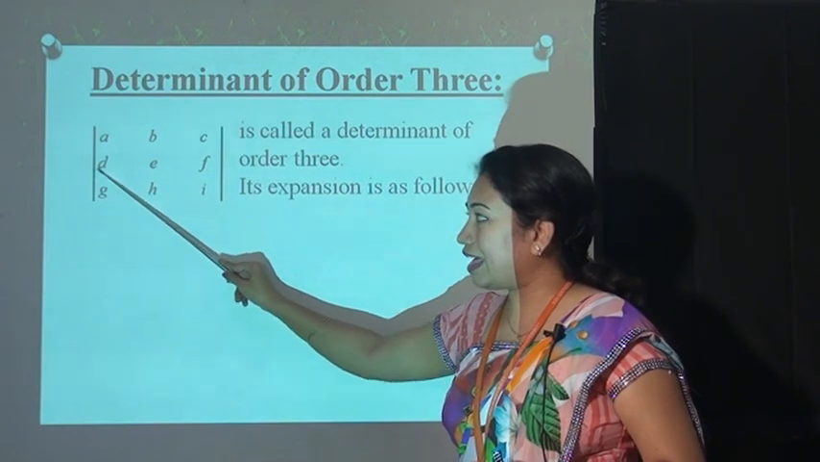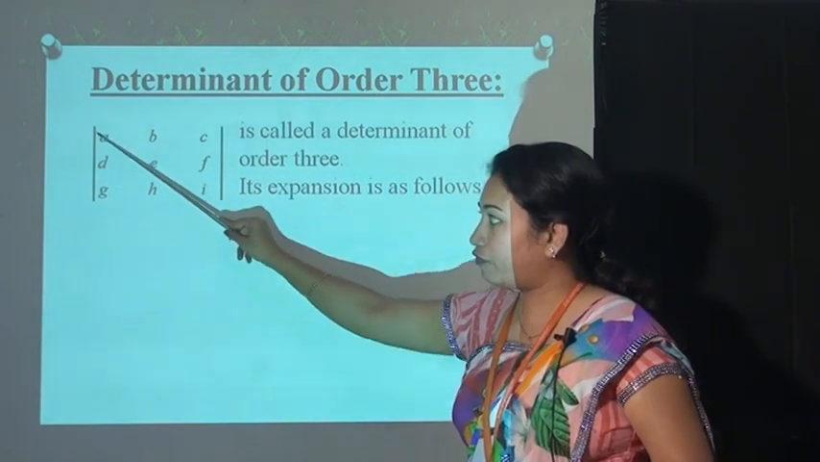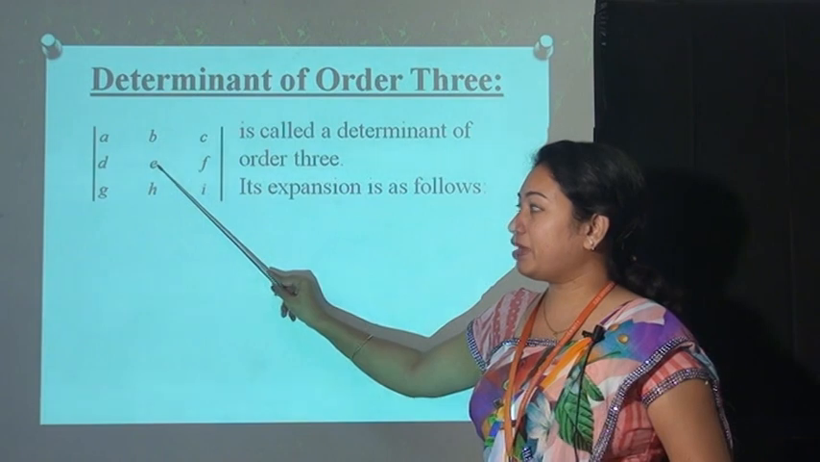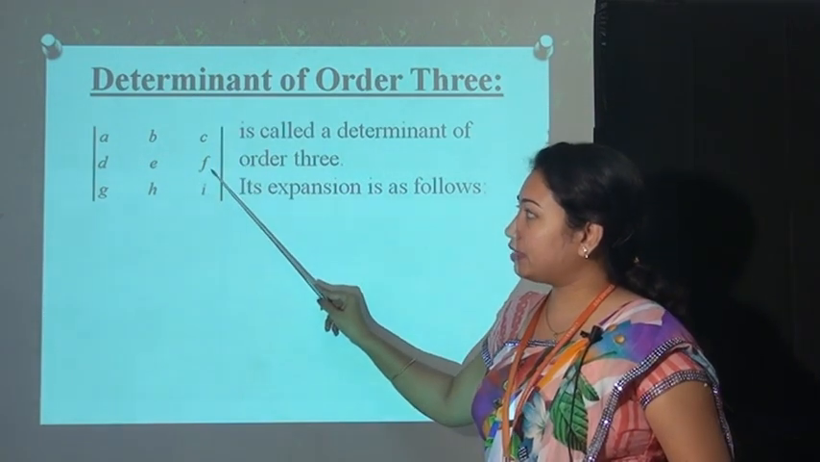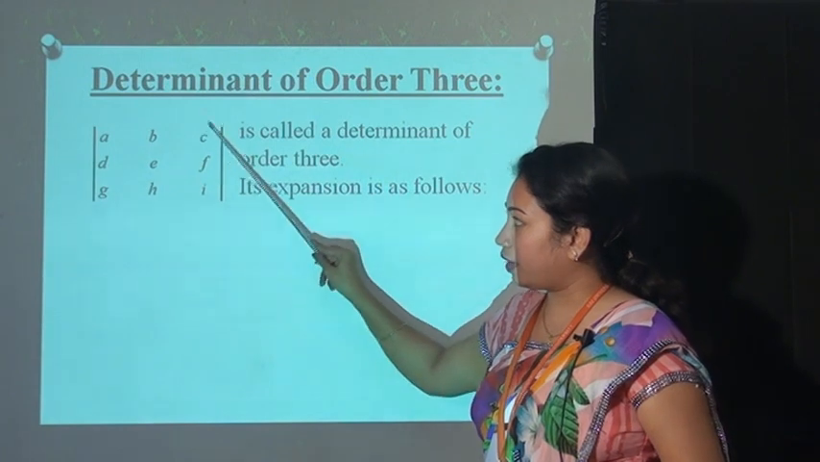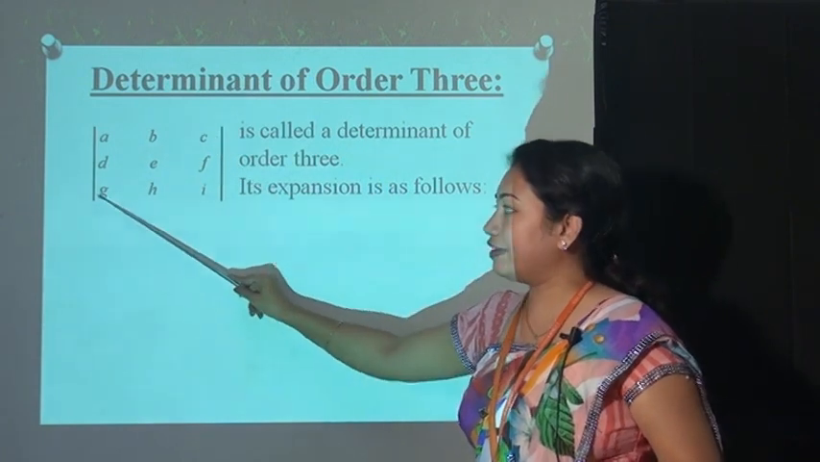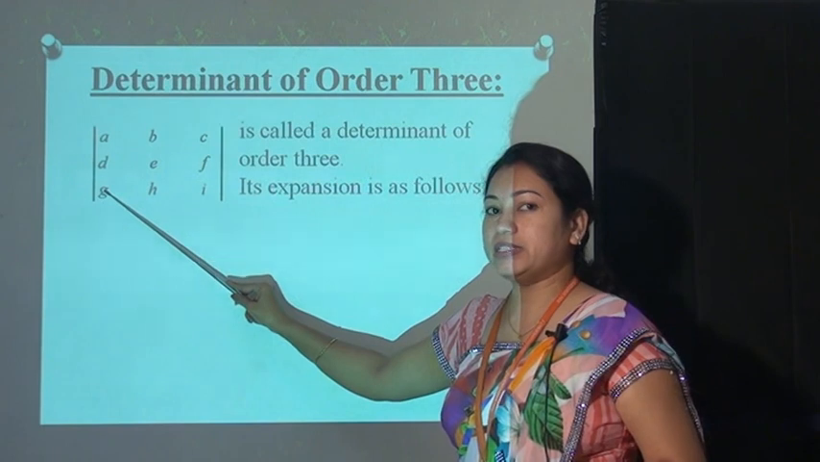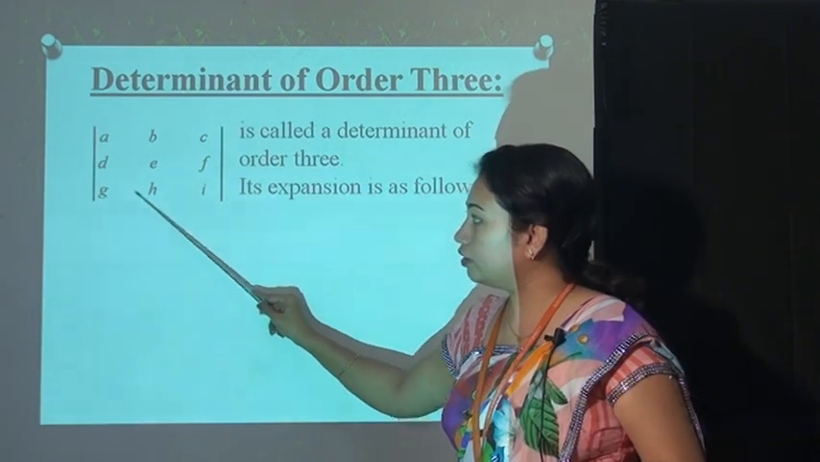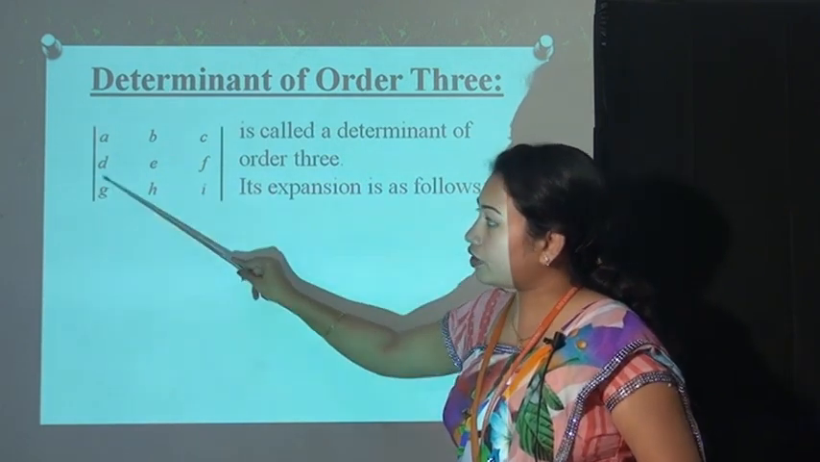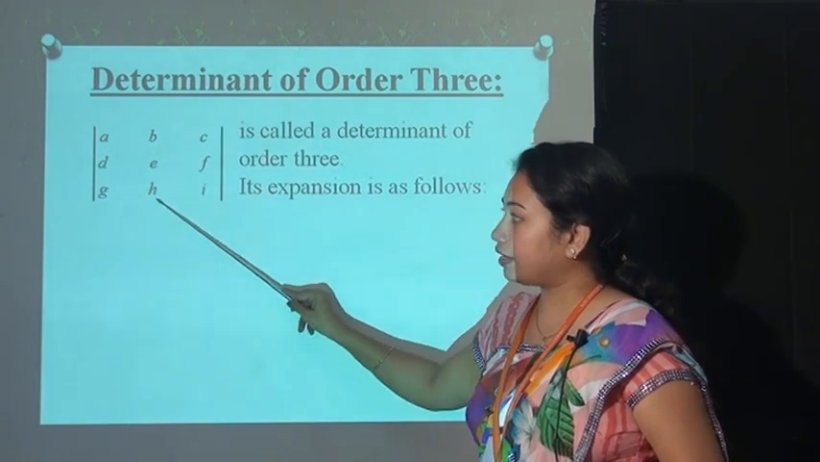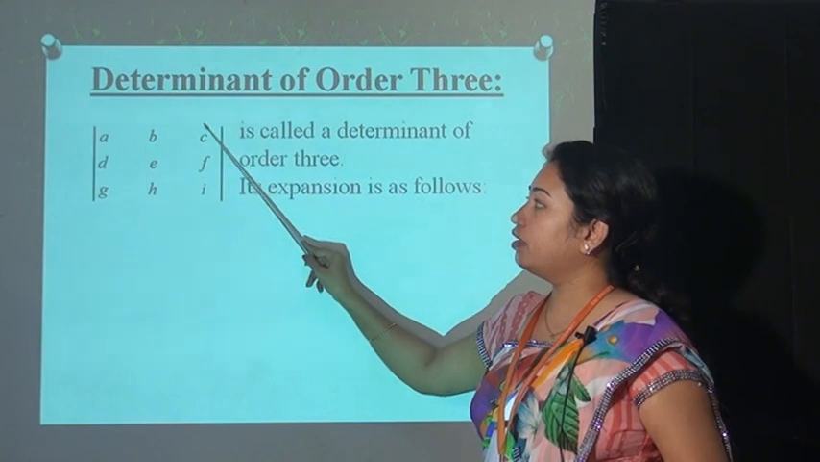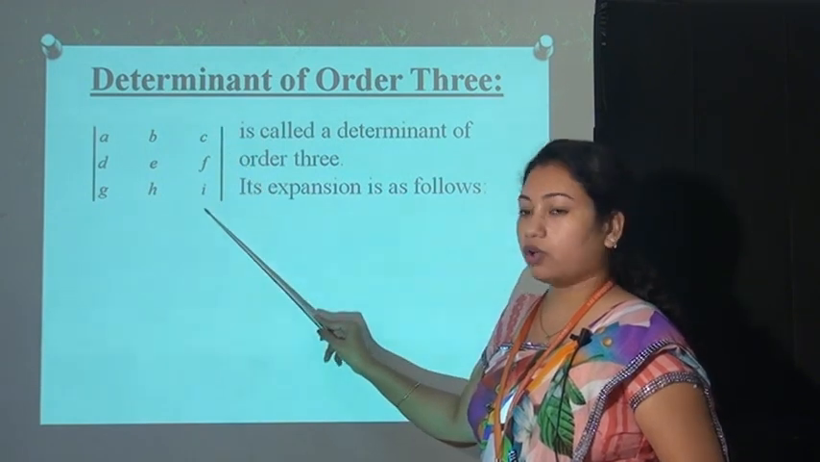In a similar way, this element is in second row and first column. This element is in second row, second column, and this element is in second row and third column. In the same way, G is in third row and first column. H is in third row, second column, and I is in third row, third column.